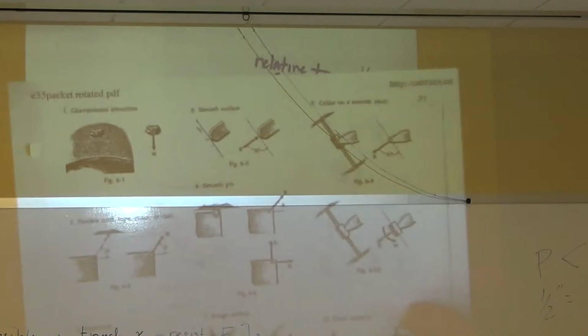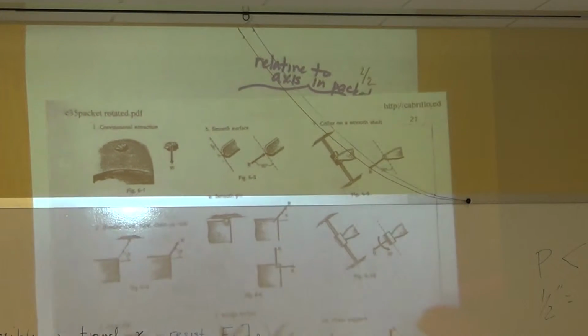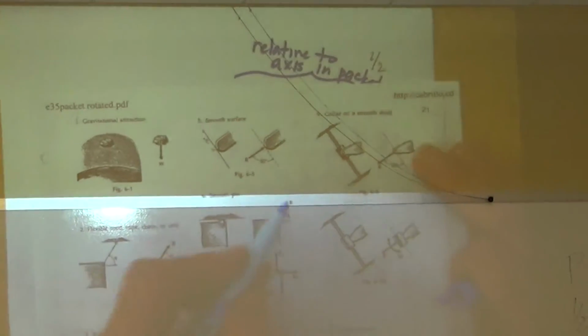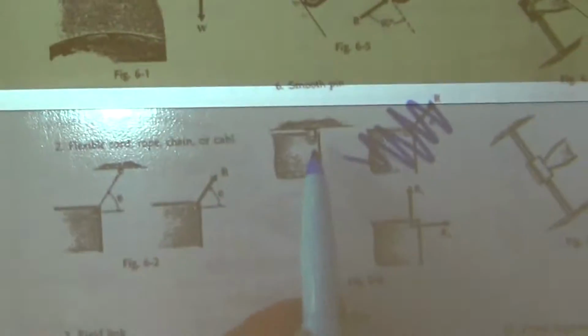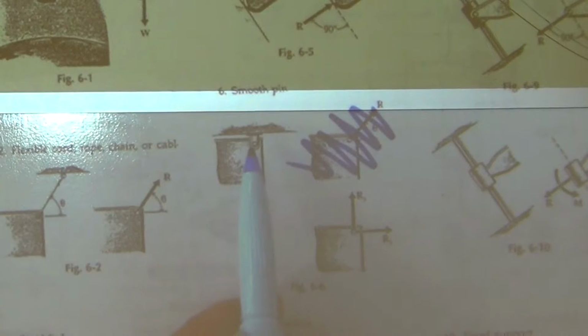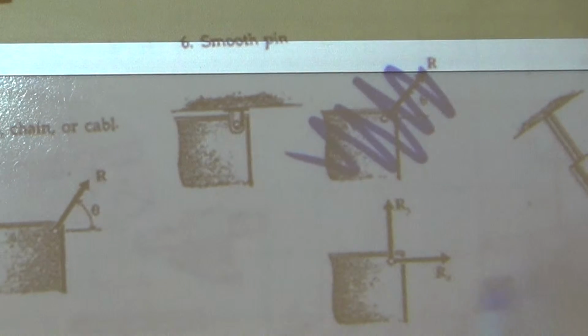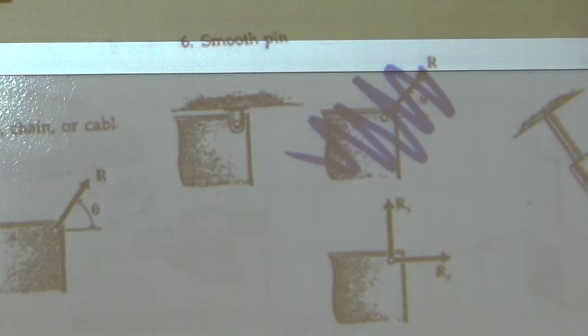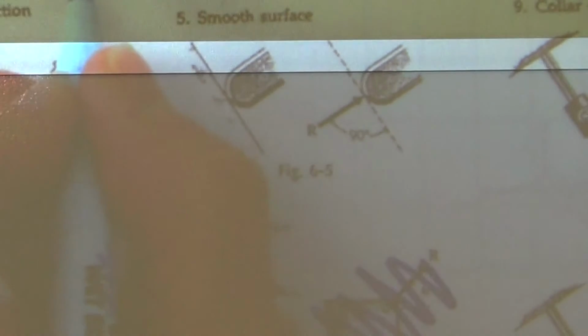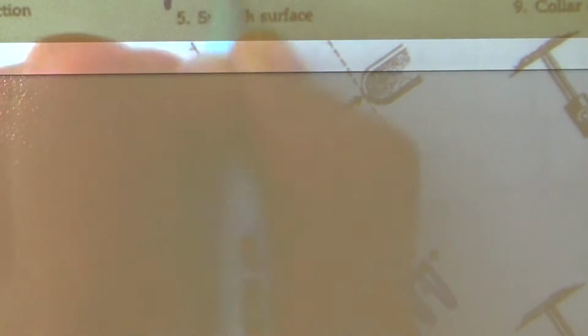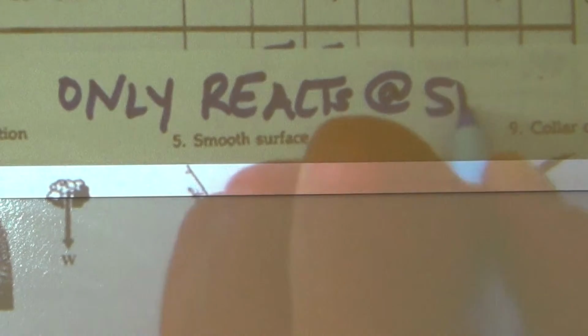If you look at this picture for a pin, and I'm going to cross this one out. Here's a pin. Does everybody see the pin there? It's usually just a circle. What does it resist? It resists a force in the X and it resists a force in the Y. Does it resist a rotation? No, so it's not drawn. Only the reactions at supports are drawn.